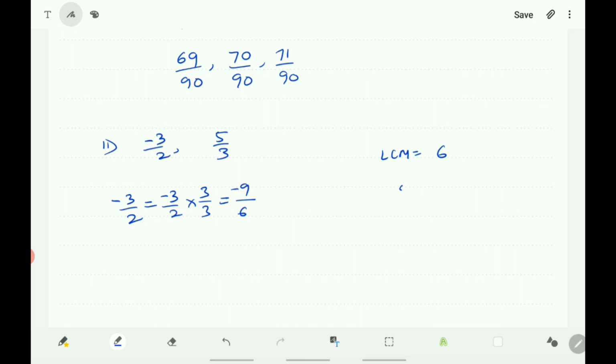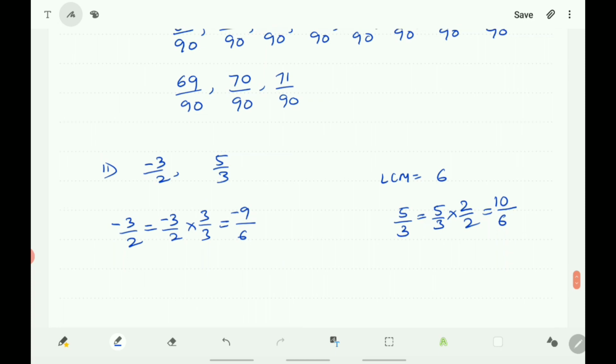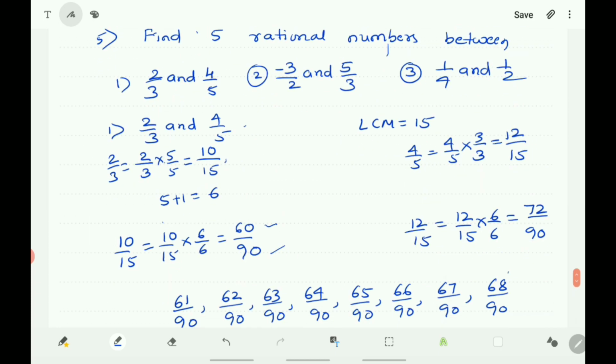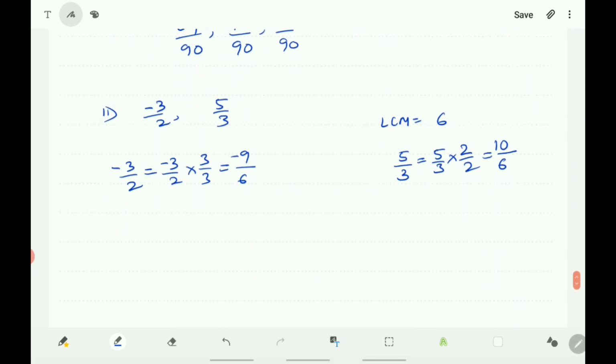Next one is 5 by 3. Here also you must have the denominator 6. Therefore you multiply both by 2 by 2. It becomes 10 by 6. Next here you must find 5 rational numbers. 5 rational numbers means again you have 5 plus 1 is equals to 6.